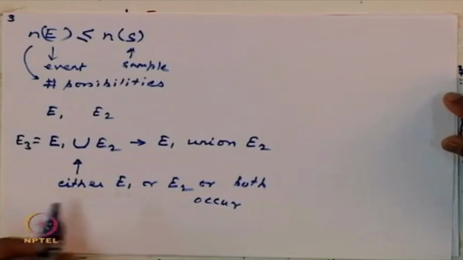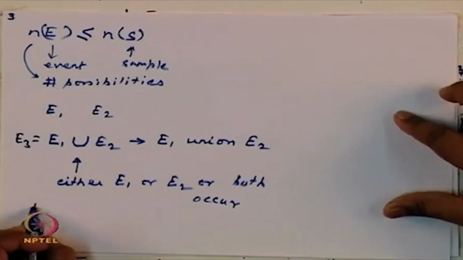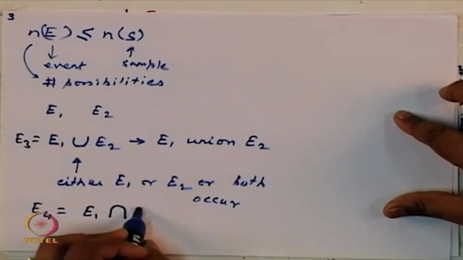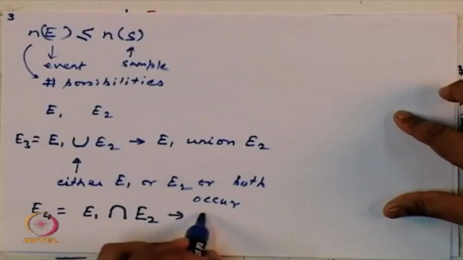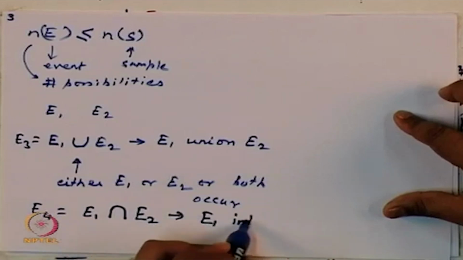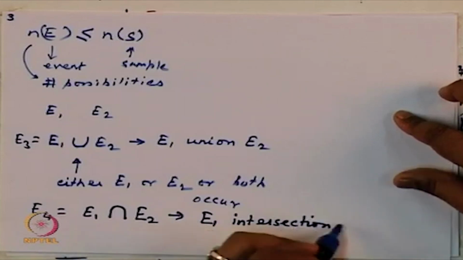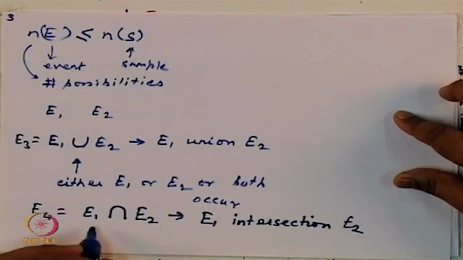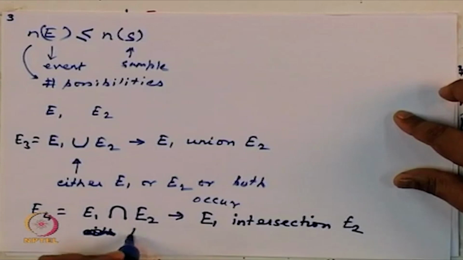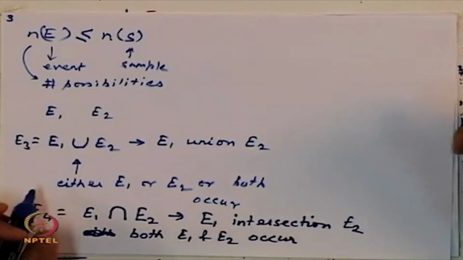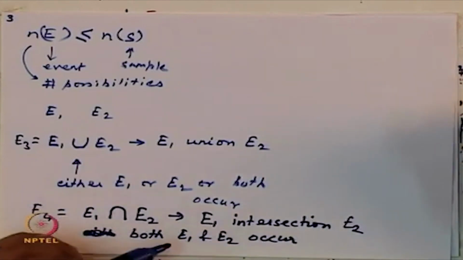I can have another event E4 which is written as E1 intersection E2. This means both E1 and E2 occur. So it is the possibility that both E1 and E2 are occurring.